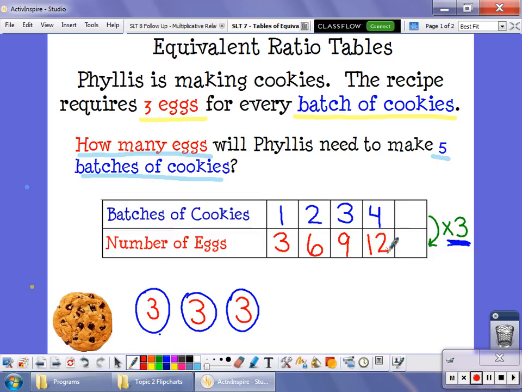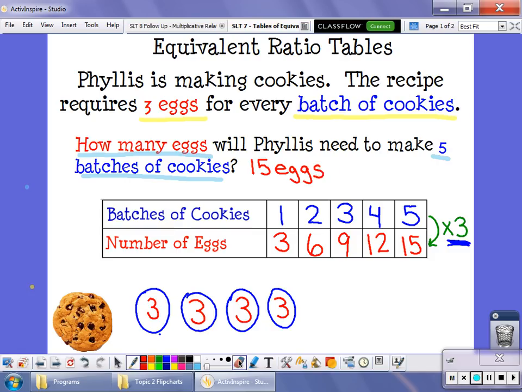And I can prove it to you again down here with my circles. Look. There's 1, 2, 3, 4 batches of cookies. Each batch of cookies has 3 eggs, so that's 3, 6, 9, 12. Well, now let's answer the question we're being asked. How many eggs will Phyllis need to make 5 batches of cookies? So 5 batches of cookies times 3 eggs for every batch means she's going to need a total of 15 eggs. So the answer to our question is she needs 15 eggs.